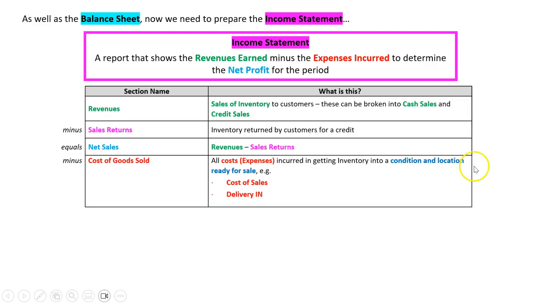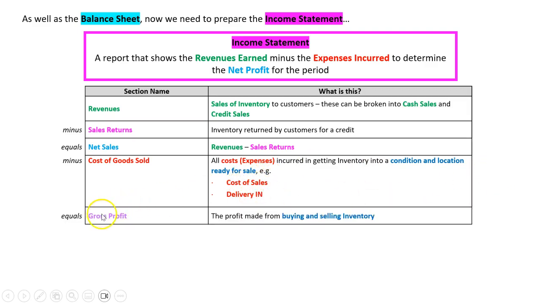What we'll do then is go minus cost of goods sold. Now we haven't really dealt with that term. What does that mean? It looks like something we've dealt with called cost of sales, but that's actually a different thing, and we'll look at that in the next video. But for now, we'll just say there's a section called cost of goods sold, and that'll be all costs or expenses incurred in getting inventory into a condition and location ready for sale, e.g. cost of sales and delivery in. That will equal gross profit, the profit made from buying and selling inventory.